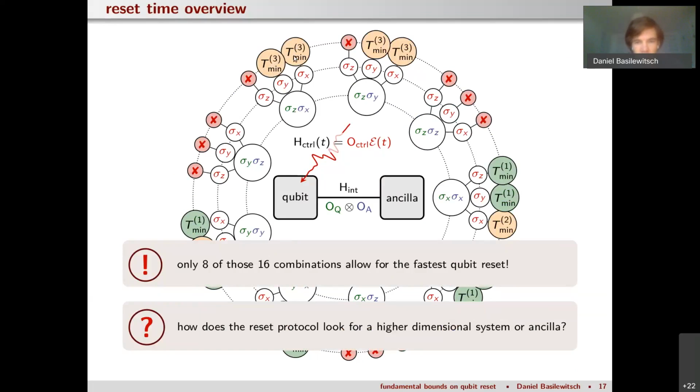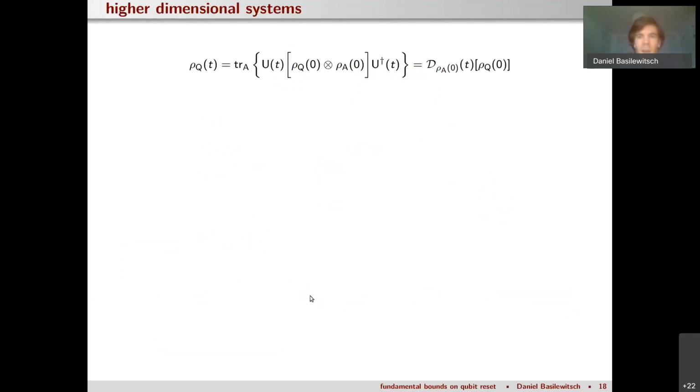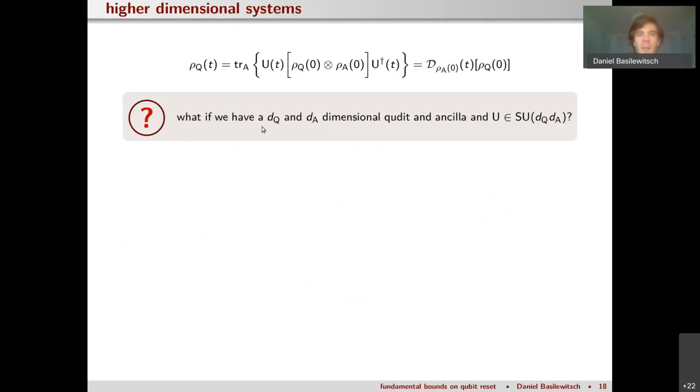And now the last point that I want to talk about is what happens if we consider higher dimensional systems or ancilla. Again, that's a purely mathematical argument here. So let's again consider the equation of motion for the qubit and assume that we have a qudit and an ancilla with dimensions dQ and dA. So our time evolution operator will be an element of SU(dQ times dA).